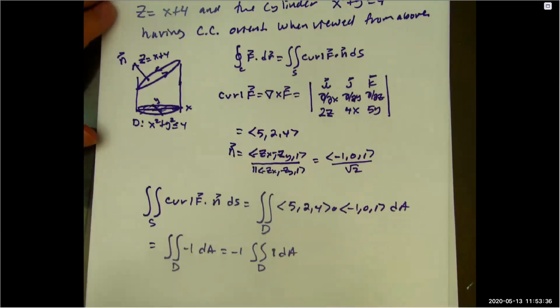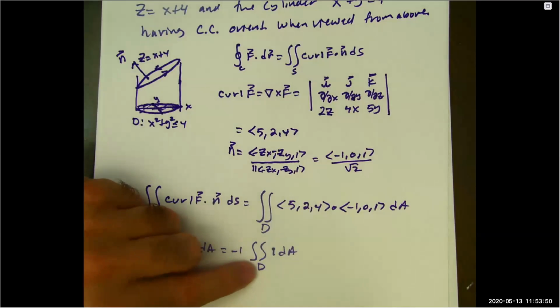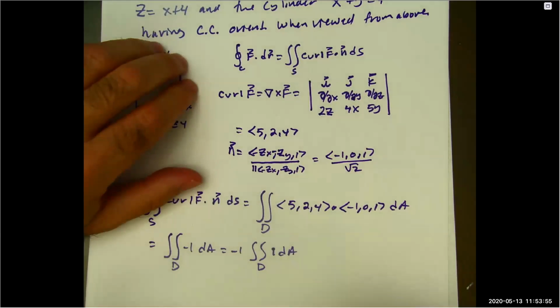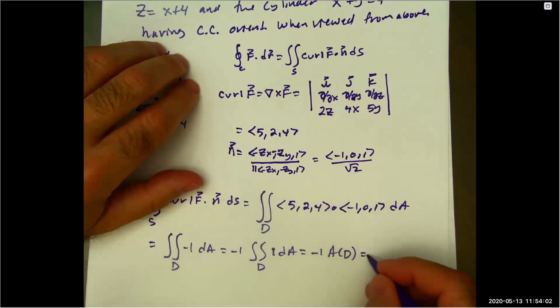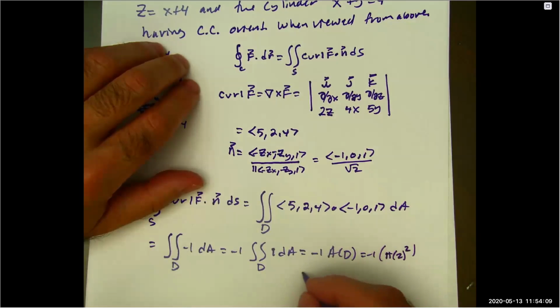And so what's the next step here? I guess we could convert to polar, but this is just going to be equal to the area of D. Area of D is the area inside of a circle. So it's going to be negative 1 times the area of D, which is negative 1 times pi times 2 squared. And so that's equal to negative 4 pi.